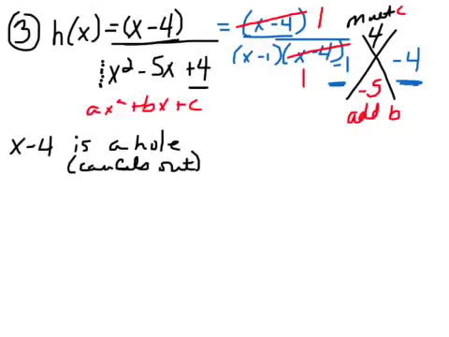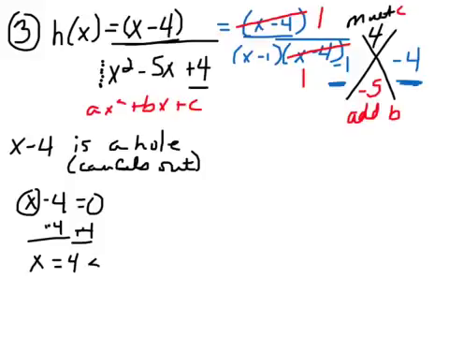Okay, so we're going to take that factor and we're going to set it equal to 0 to find out what x would cause that to happen. If I solve for x and I add 4 to both sides, wouldn't x equal 4? That's where my hole is. I have a hole in the graph at x equals 4.